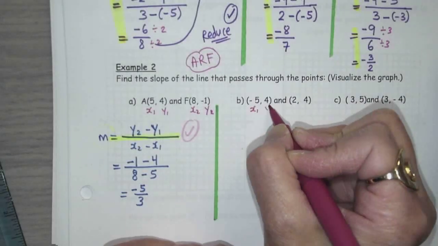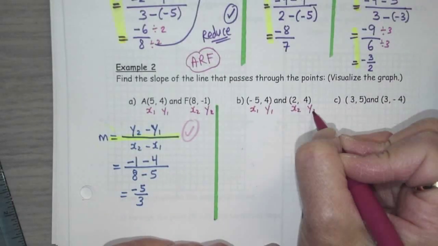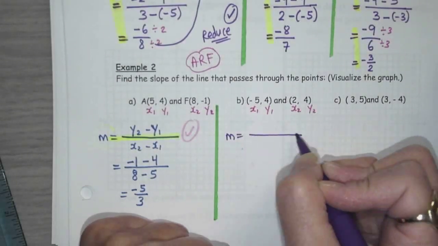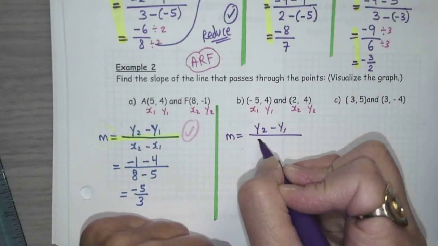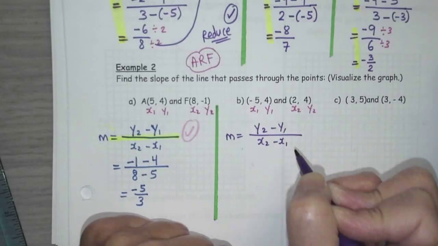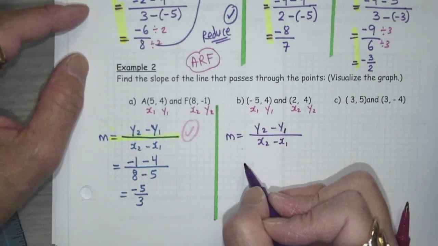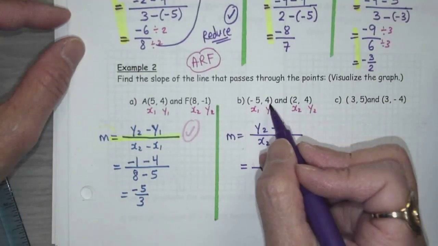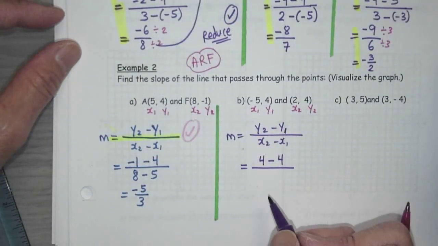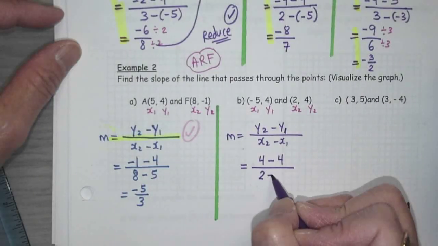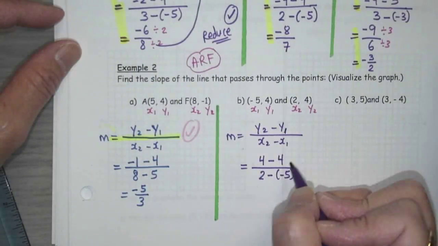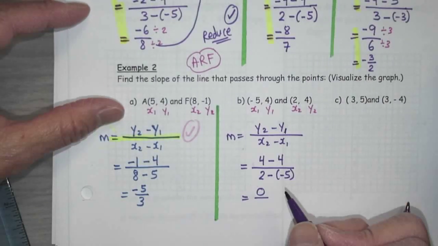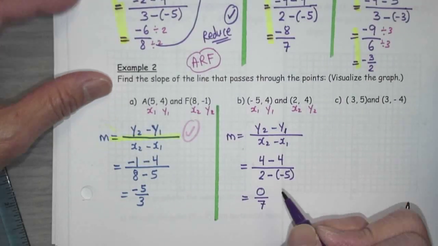There we go. But this one here, let's watch and see what happens. This is x1, y1, x2, y2. So we have M equals y2 minus y1 over x2 minus x1, and we're going to sub in. y2 is 4 minus 4. 4 minus 4 over 2 minus negative 5. Look what happens on the top, though. In the numerator, you get 4 minus 4, so it's 0. And the denominator, I get 7.